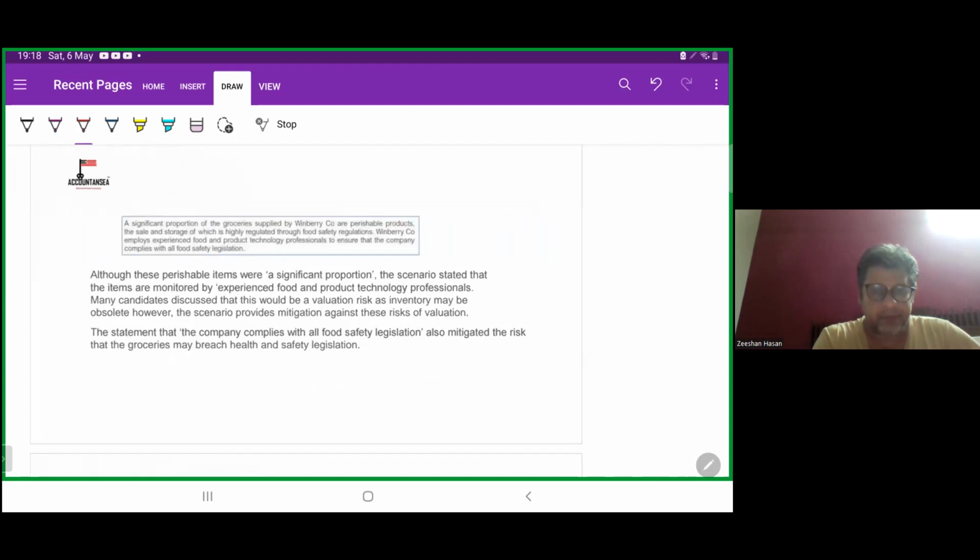Although these perishable items were a significant proportion, they are the heavy risk items. The scenario stated that the items are monitored by experienced food and product technology professionals. Many candidates discussed this would be a valuation risk as the inventory may be obsolete. However, the scenario provides mitigation against this risk of valuation. The statement that the company complies with all food safety regulations also mitigated the risk that the groceries may breach health and safety legislation.